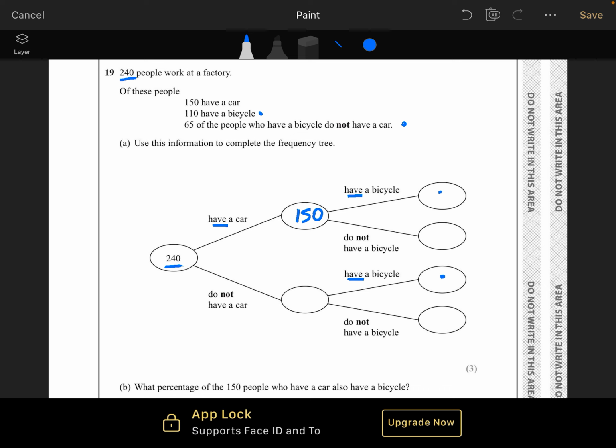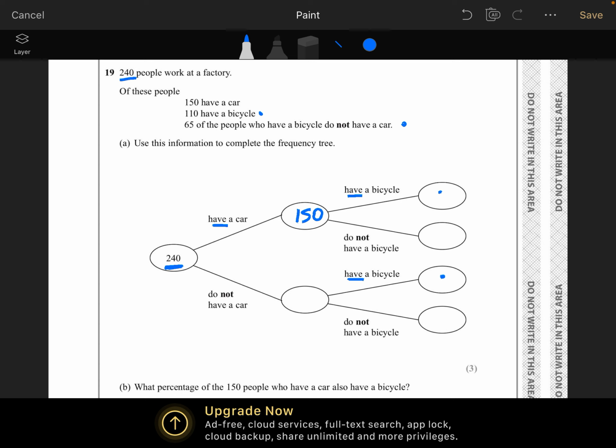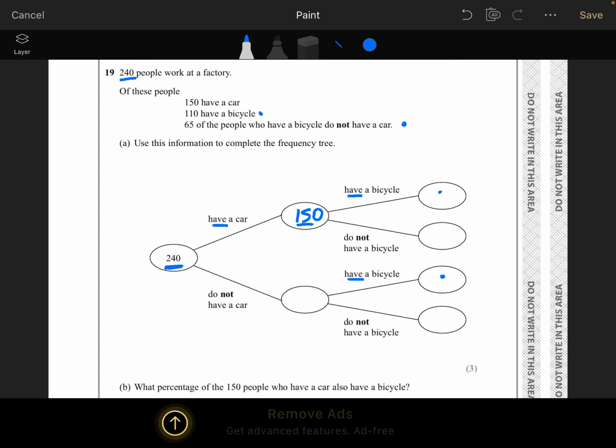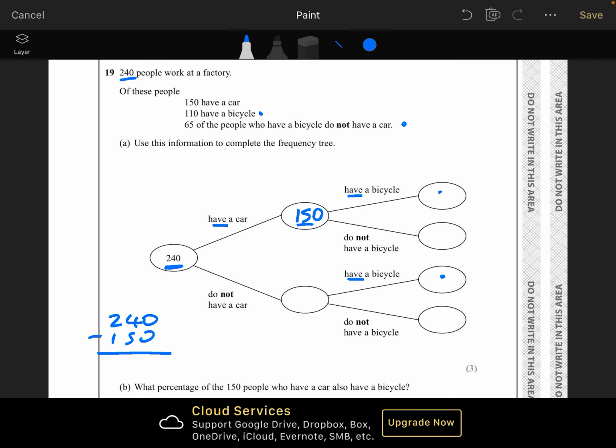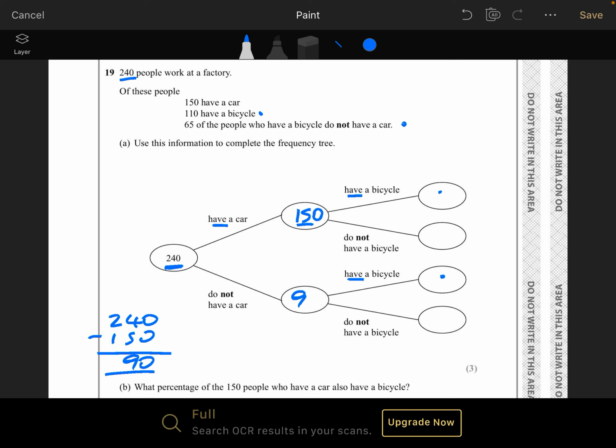However, let's see what we've got that we can use now. We know there's 240 people in total. If 150 have a car, 240 take away 150 will tell us how many people don't have a car. That's 90 people. So 90 needs to go in there.